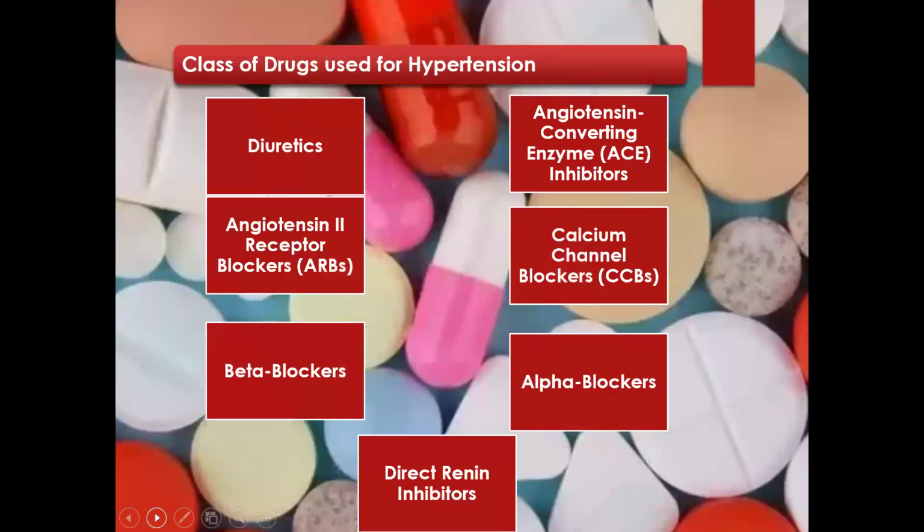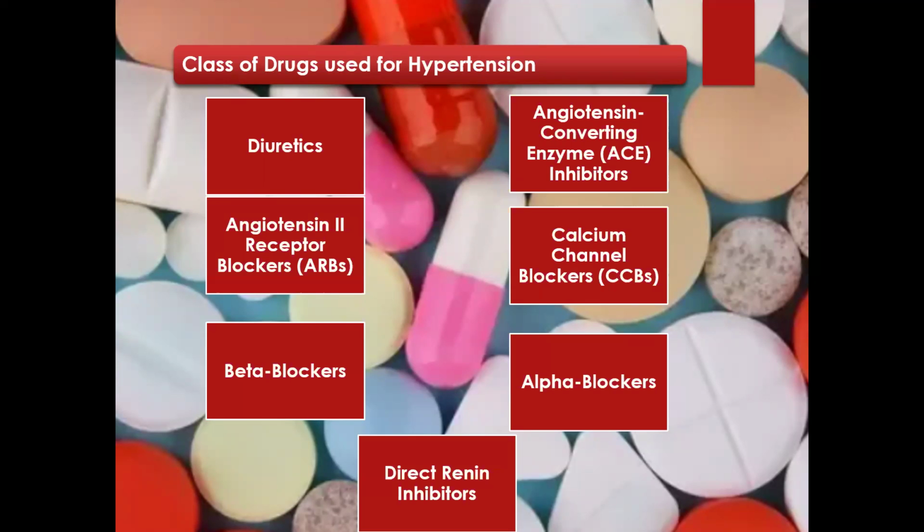Classes of drugs used for hypertension. 1, diuretics. Diuretics are often the first-line treatment for hypertension. They work by increasing the excretion of sodium and water from the body, reducing the volume of blood and lowering blood pressure. Examples of diuretics include thiazide diuretics and loop diuretics, such as furosemide.